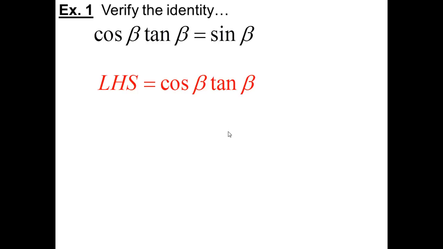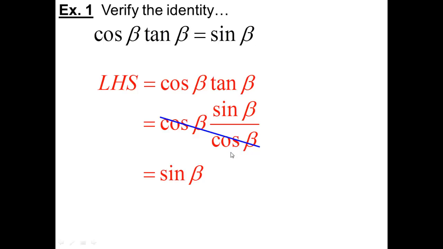Now I'm going to try to think of any type of identity that I can replace either cosine beta or tangent beta with, keeping in mind that my goal is to reduce this down to sine of beta. And hopefully you have recognized that tangent, by the quotient identity, is really sine over cosine. And by replacing tangent with sine over cosine, just like the algebraic example earlier, the cosine, one's up top and one's down below, they can cancel out and leave me with sine of beta, which of course is my right-hand side, which means I'm done. I have verified this identity. The left-hand side equals this, can equal that, the cosines can cancel, which leaves you with sine, and that's my right-hand side verified.